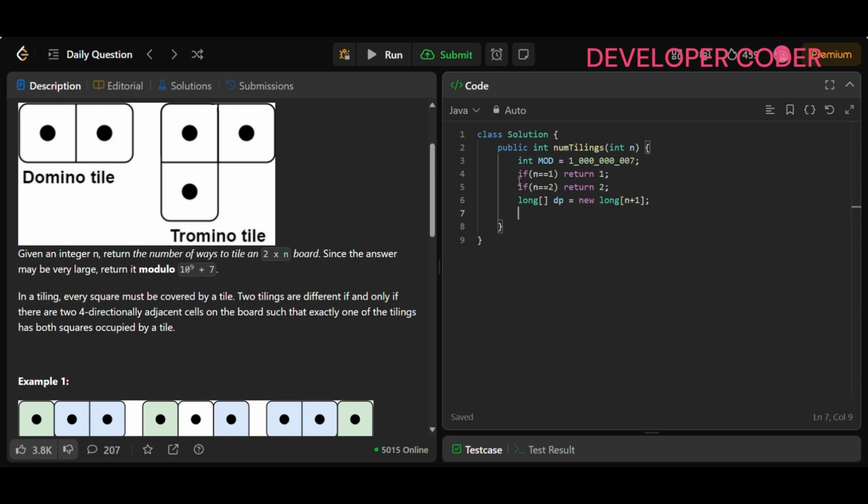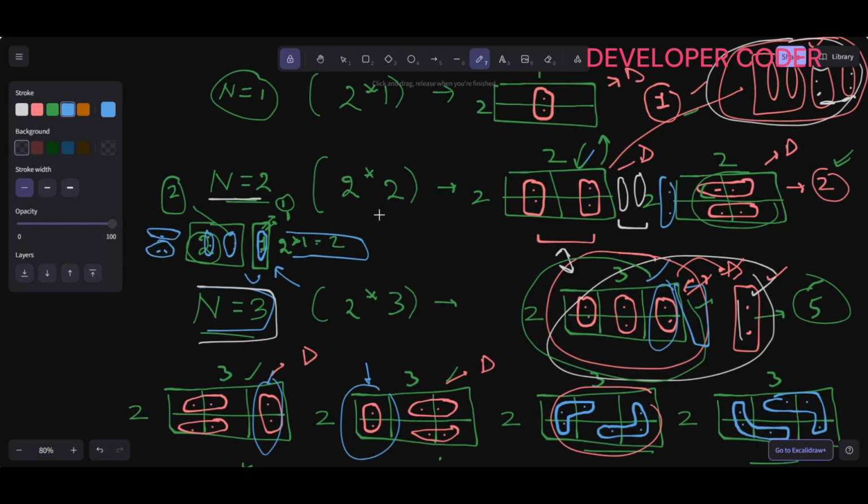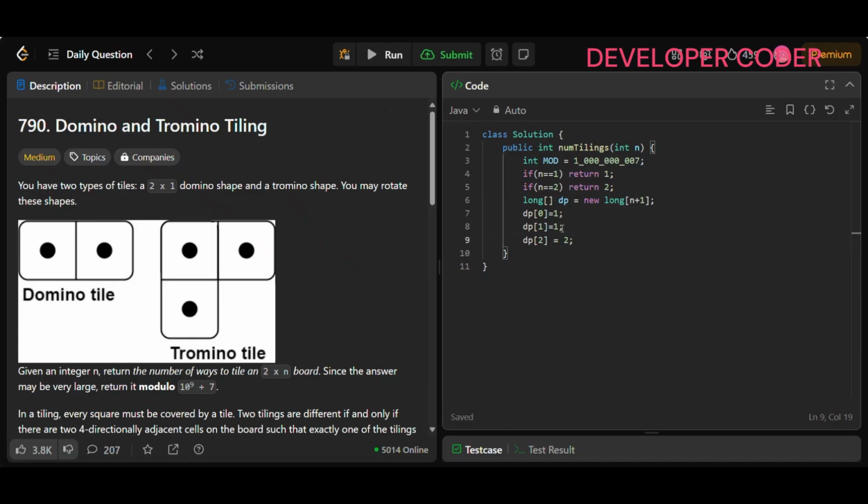Also here create one dp, long dp, and give new long n plus 1. Here you already know that dp of 0 is 1, and dp of 1 is nothing but 1 only. There is only one way to place 2 into 1 tile. And dp of 2 is equal to 2. There are only two ways to place 2 into 2 tiles, which we have already checked. And for 0 area, 2 into 0, there is no tile, so there is only one possible case, one way for dp of 0.